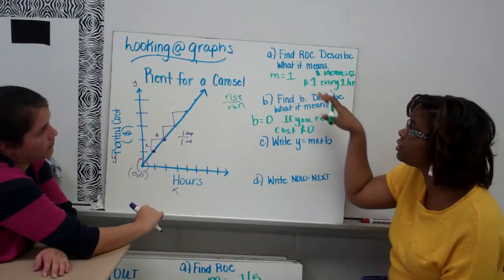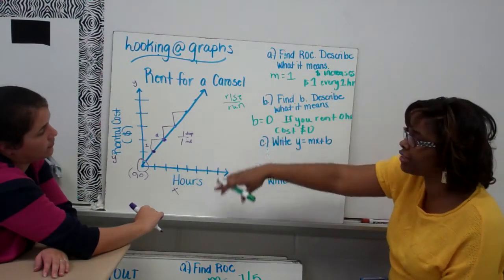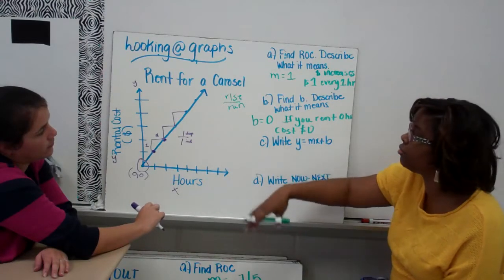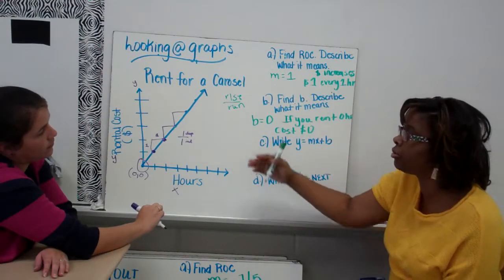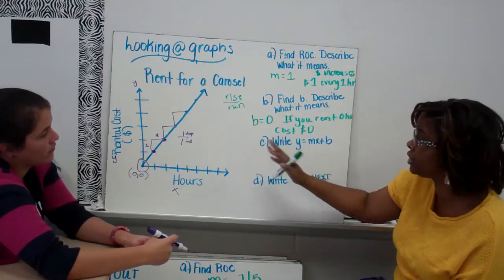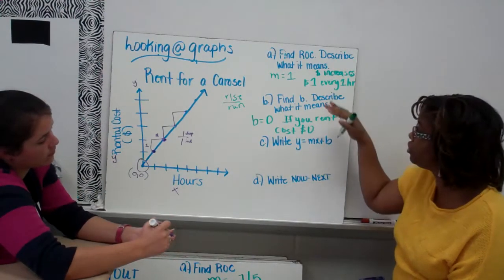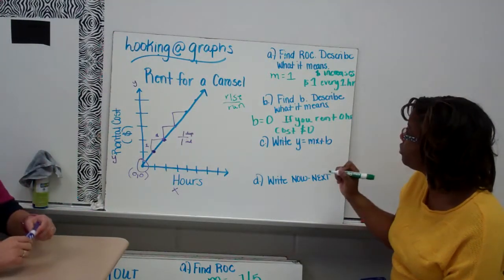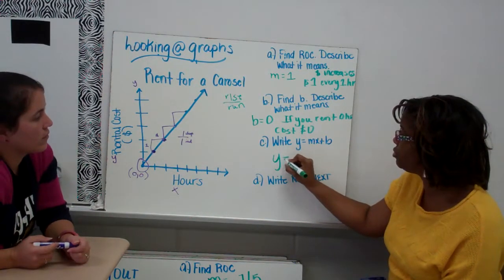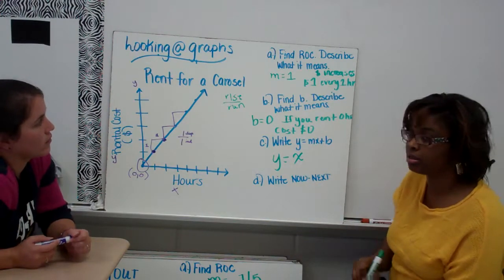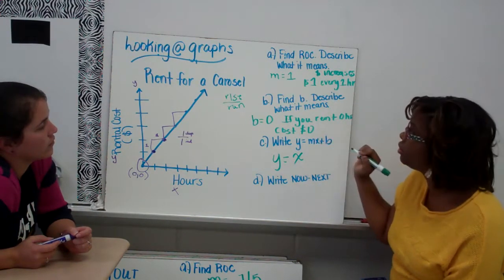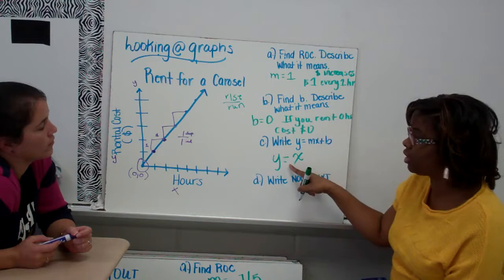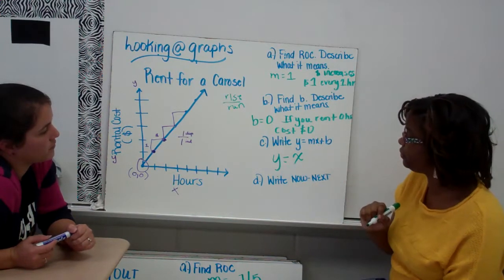Alright, so this is the more important part. Last year you focused on just finding the y-intercept and just finding the slope. This year we need you to be able to describe in context what's happening when you find those two. So these are two good examples. Now we want to write our equation in y equals mx plus b. That's simply going to be y equals x. We don't need to write plus 0, and we don't write a 1 in front of a variable.